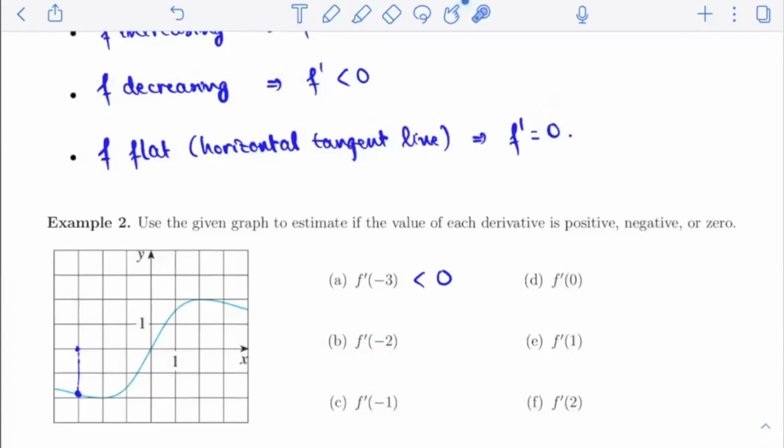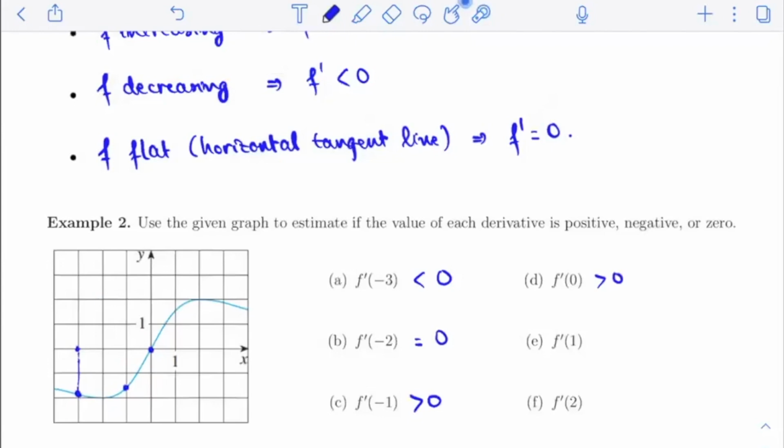Next value, f prime of -2. So when x is equal to -2, the function has a flat spot or a horizontal tangent line. Because of that, f prime of -2 is equal to 0. At x equal to -1, you have that the function is increasing at that point. So f prime is going to be positive. Similarly, when you consider f prime of 0, the function at x equal to 0 is also increasing, so f prime of 0 is positive.